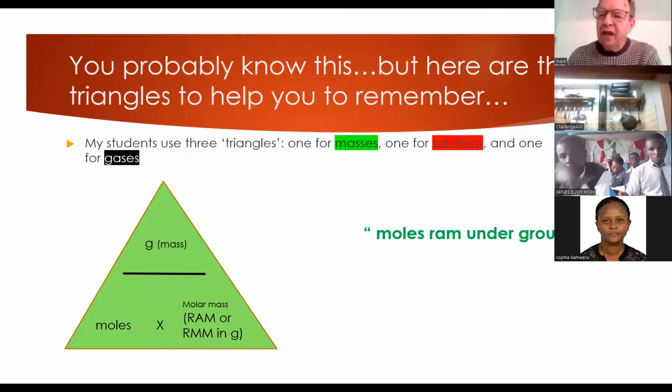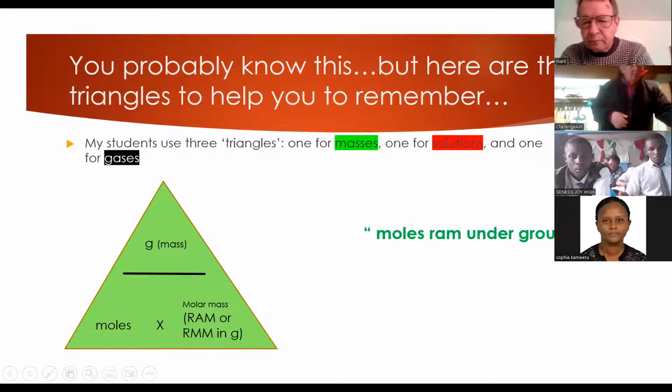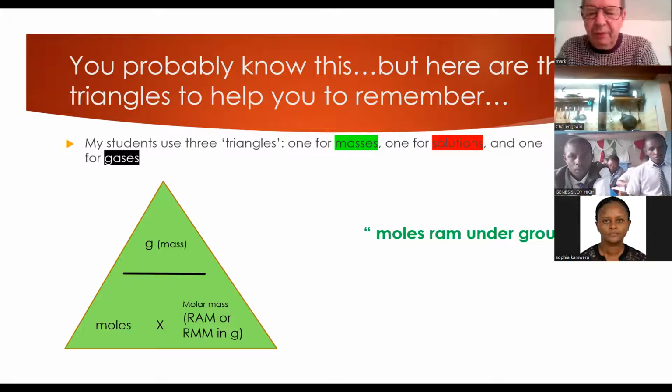Now, some time ago, I used to produce this triangle, and people said, I can't remember that. I can't remember triangles. I said, okay. And we came up with this idea. One of my students, many, many years ago, came up with this saying, which is moles RAM underground. And what it's saying is, here's moles, bottom left. There's RAM, and under G for ground. Well, it's not G for ground, it's G for mass, G for grams. But it helps you remember it.